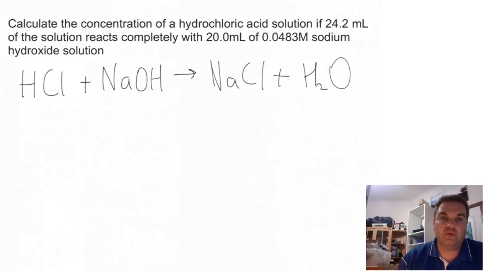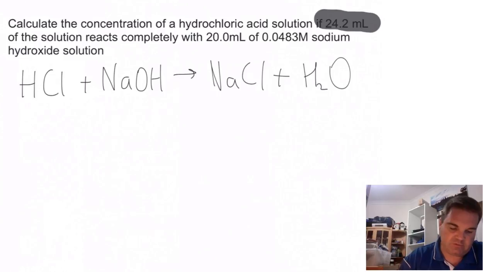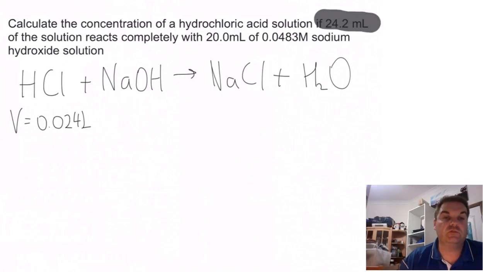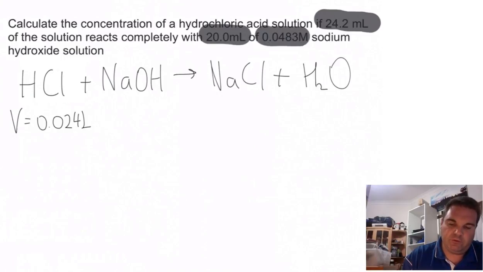Okay, so what we do is we then write down what we know. So we come over here to this one for our highlighter, and we're going to look at hydrochloric acid. We have 24.2 milliliters of hydrochloric acid. Okay, so what that means is volume is 0.0242. Okay, so we're converting it into liters. That's very, very important. And then what else we have here? We have 20 mils of 0.0483 molar sodium hydroxide solution.